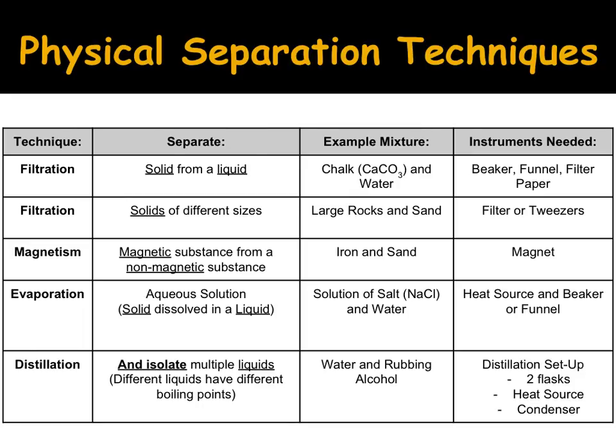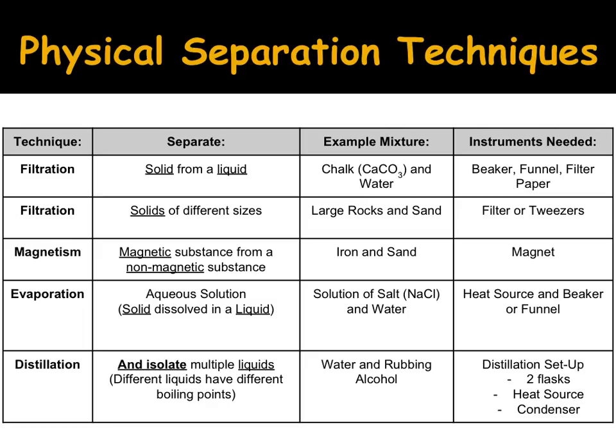With another filtration technique, you could pick out solids of different sizes. A lot of people like to go panning for gold. I don't know that anybody ever finds any, but people go up in the mountains and pan for gold. And they get that mesh that separates the rocks from the gold particles. That is technically a type of filtration.